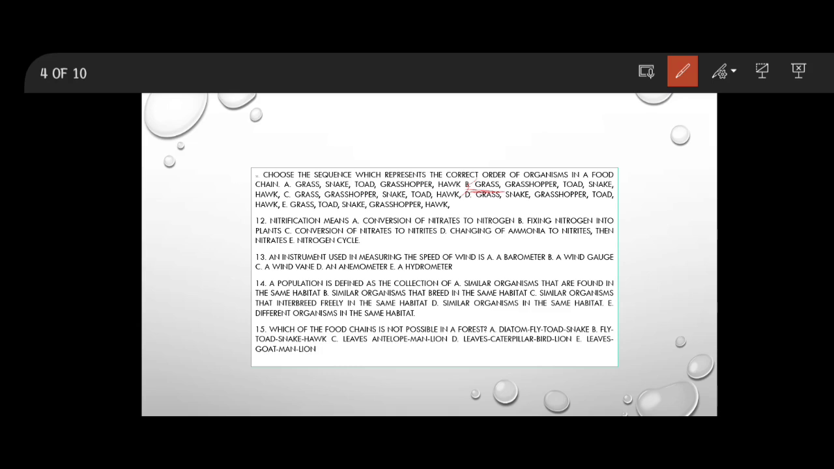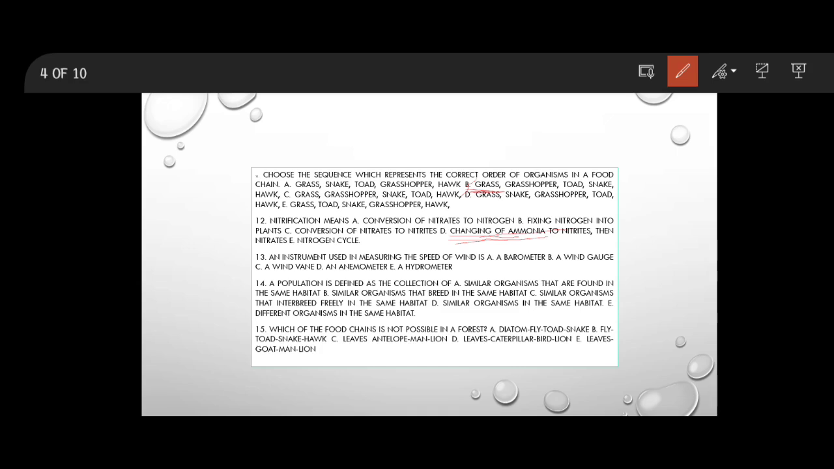Then the nitrogen cycle consists of what? A continuous cycle through which what? Nitrogen is circulated in the environment. So our answer will be the what? Option D. Our answer will be the option D.